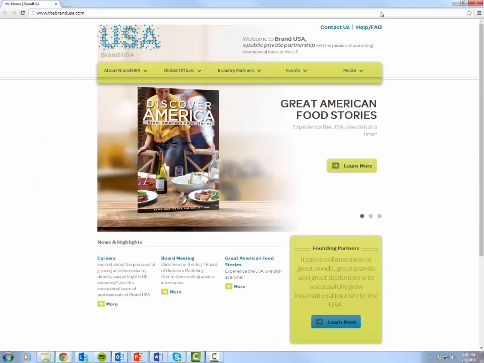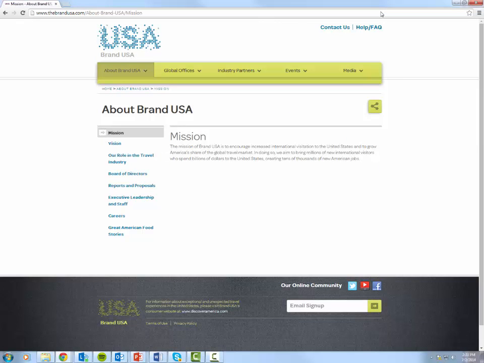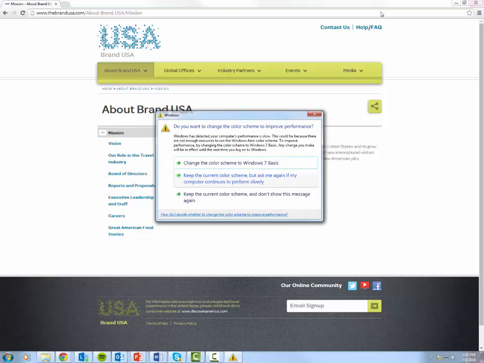Here's their website. And if we look at About, their mission is to encourage increased international visitation to the United States and to grow America's share of the global market. In doing so, we aim to bring millions of new international visitors who spend billions of dollars to the United States, creating tens of thousands of new American jobs.